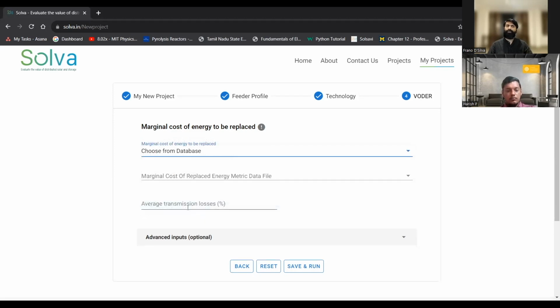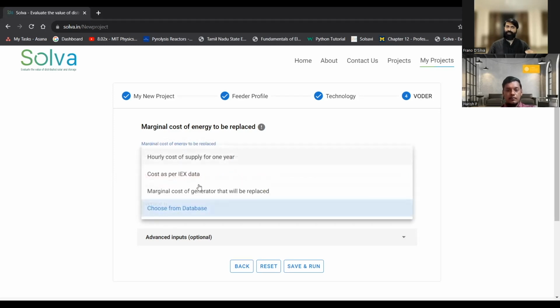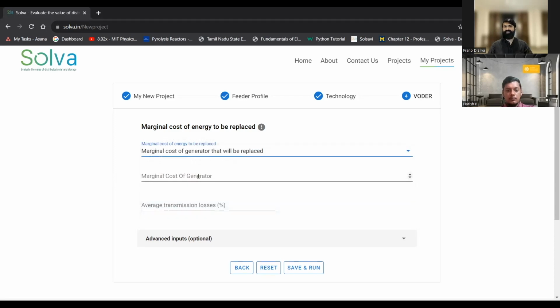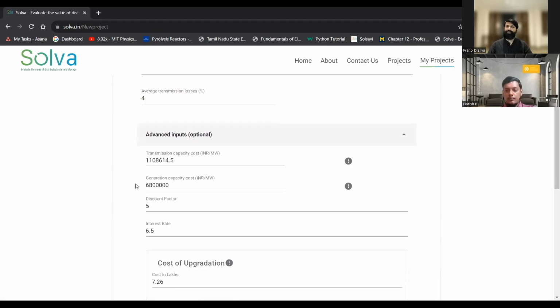We also have IEX data that have been already uploaded for this case, and it can be used by anyone who has signed up and logged in and made an account on the Solva tool. For this case, I will select a single value and I will give 4.35 rupees per kilowatt hour for the marginal cost of energy to be replaced. The average transmission loss, we consider 4% from the tariff order for the year 2020 and proceed further to determine and modify the advanced inputs.